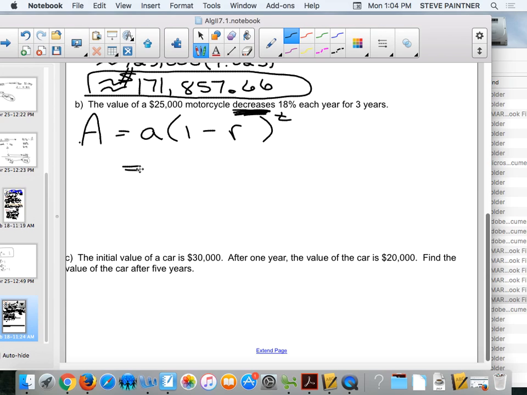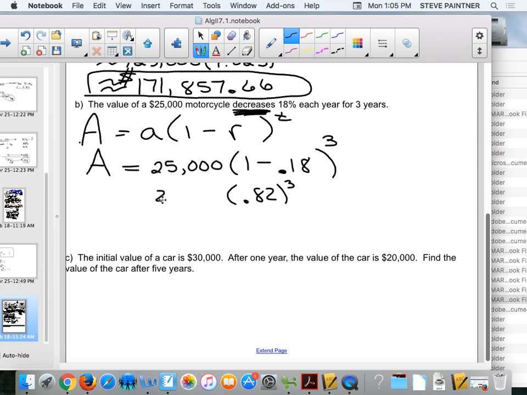What's the value of your motorcycle? $25,000. What are you losing each year? 18%. To write 18%, right there. 3 years. Anybody got this answer? 13,000 what? 700. 700 something. Nobody has the rest of it? 80 for the top. Something like that.